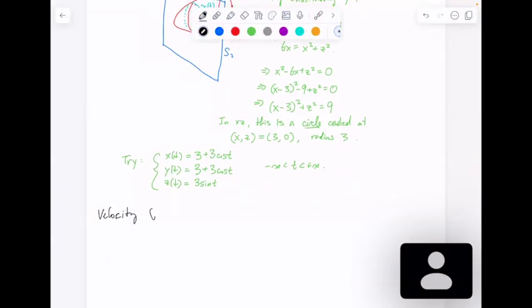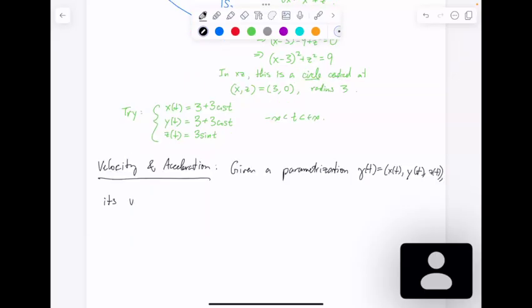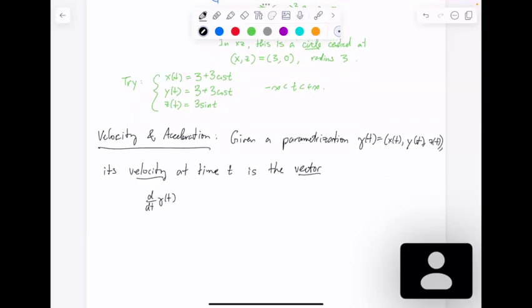So velocity and acceleration. Given a parameterization, its velocity at time t is the vector given to you by taking the derivative of it. If you want to take the derivative of a function like this, the rule is you just move the derivative inside, all right? So it's nothing very complicated. The reasons why you're able to do this are a bit technical, but I think you could find a reasonable explanation of it in the textbook if you're interested, but it's not going to serve much purpose in our class to know why at this point.